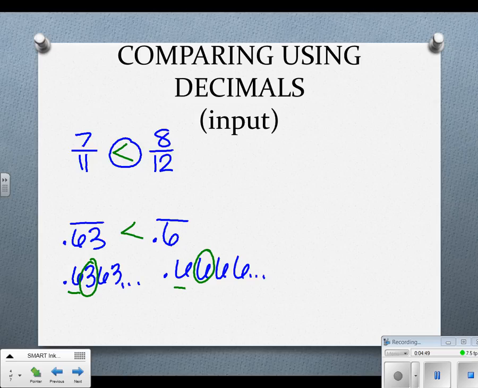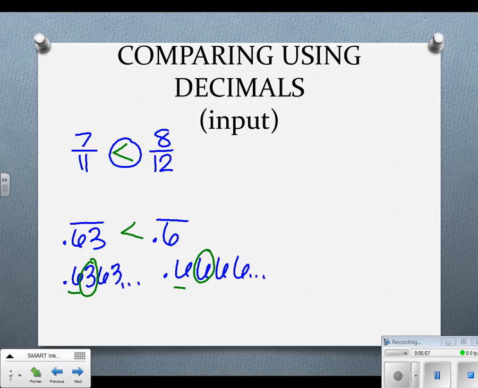Once again, our inequality symbol is a less than symbol because the open side is facing the greater value. 8 out of 12 is greater than 7 out of 11. So this is using a decimal. I'll show you with another example here.